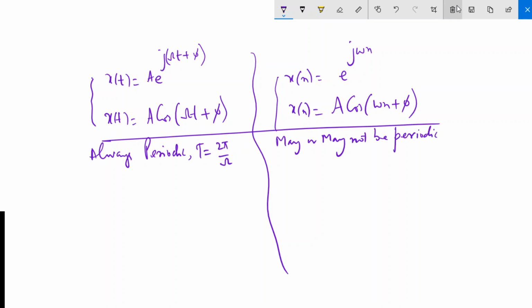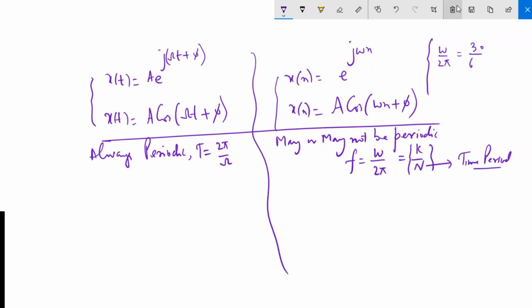That depends upon their frequency, which is omega by 2 pi. If it can be expressed as the ratio of two integers, k by n, then only it is periodic, and this n gives you the time period. But you have to make sure that you factorize any common factors. Like suppose omega by 2 pi is equal to 30 by 60, you cannot say 60 is the time period because it becomes 1 by 2. After factoring, 2 is the time period.